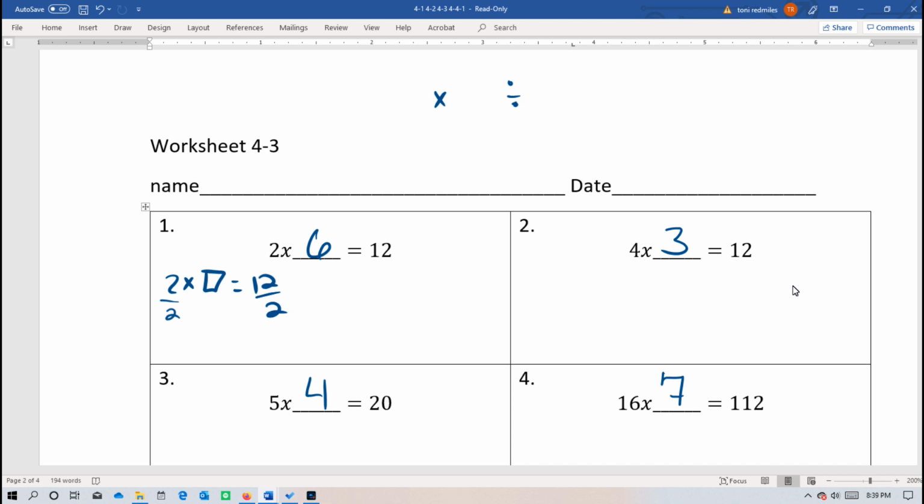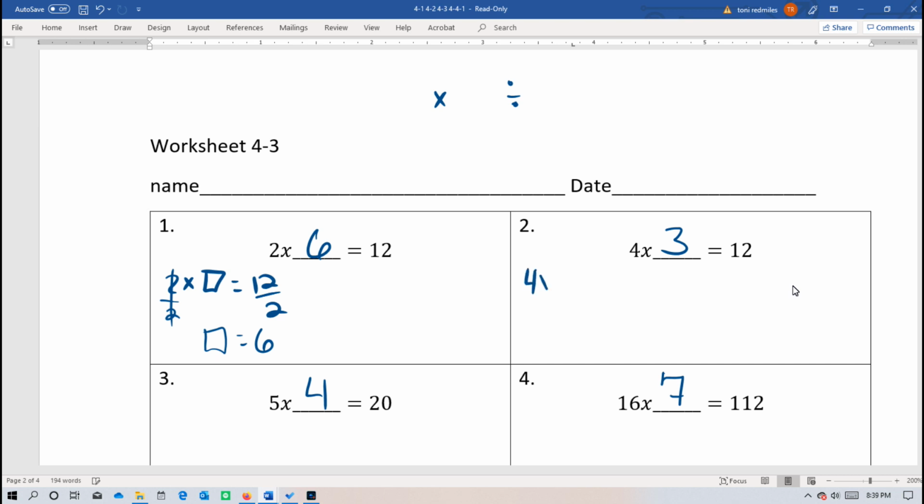Order doesn't matter, so it doesn't matter if it's flip-flopped. I'm still dividing. That's the only opposite operation. I don't have to worry about the order of it, okay? So I divide both sides by 2. This is going to go away. They're going to cancel out, and 2 goes into 12 6 times. So I know my unknown box is 6.